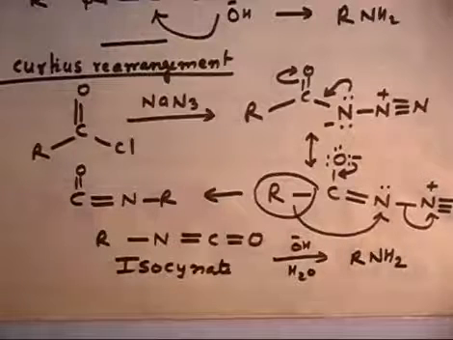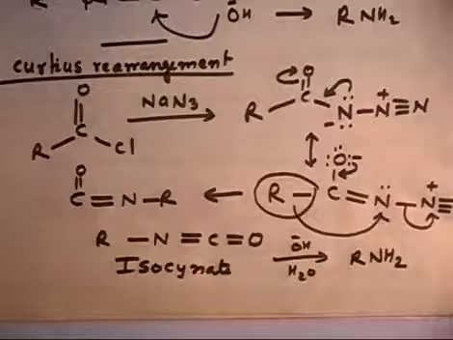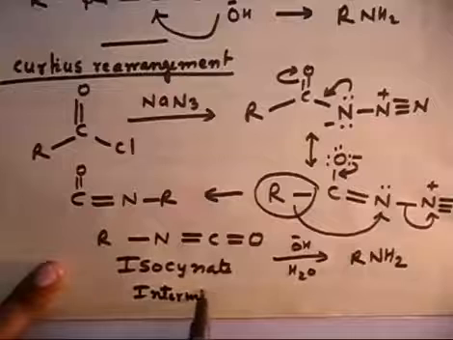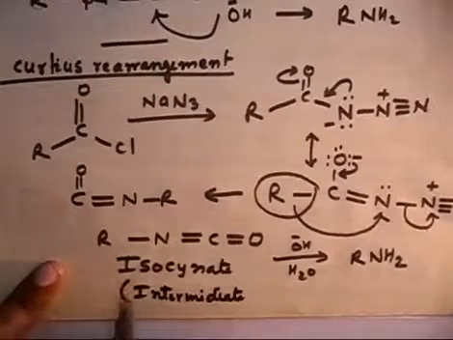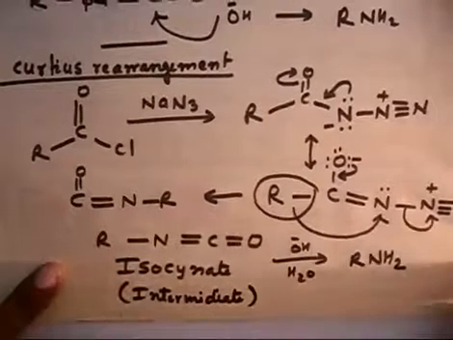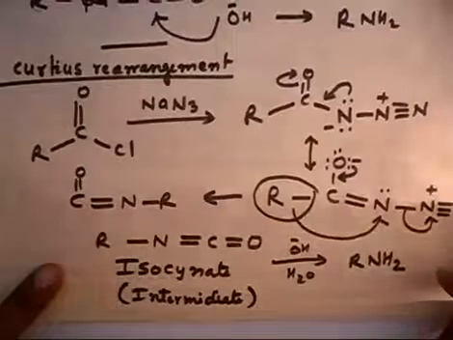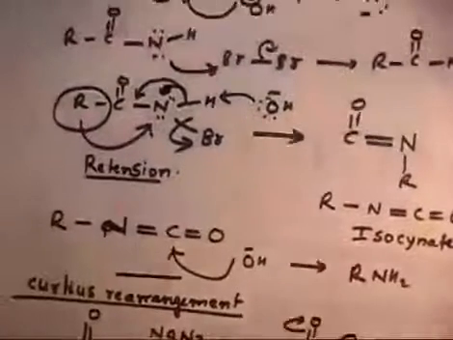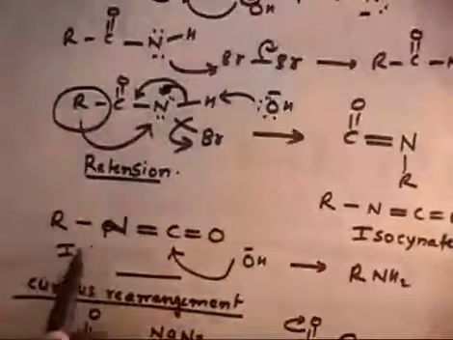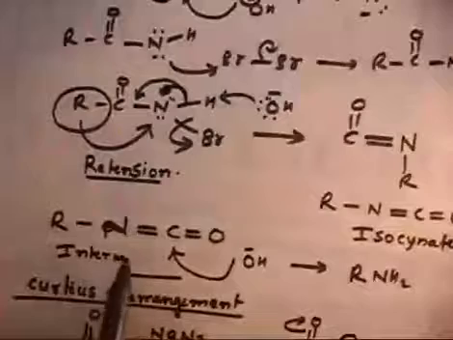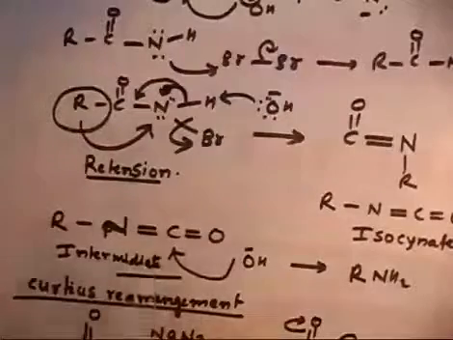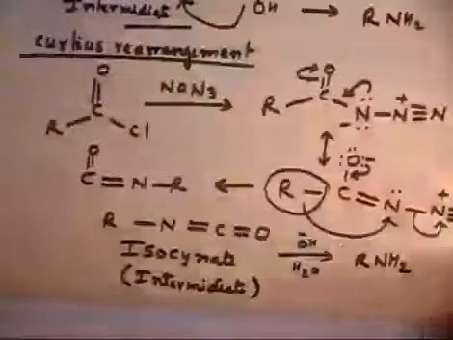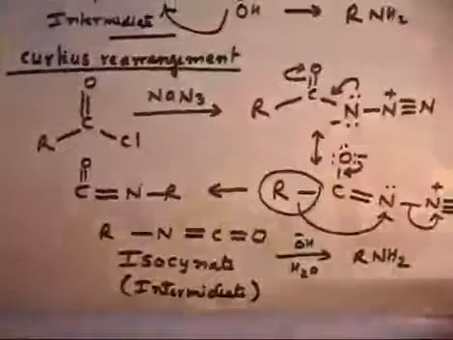In Hofmann rearrangement also, you are getting isocyanate as an intermediate. This is an intermediate in Curtius rearrangement, and in Hofmann rearrangement you are also getting RNCO as an intermediate. So you are getting alkyl isocyanate as an intermediate in both cases.